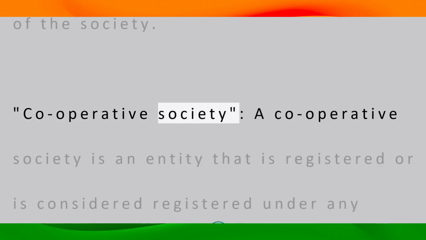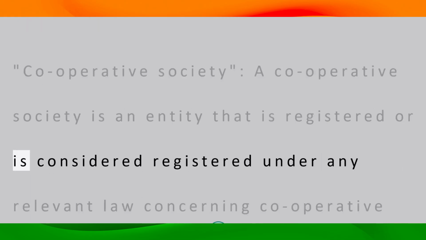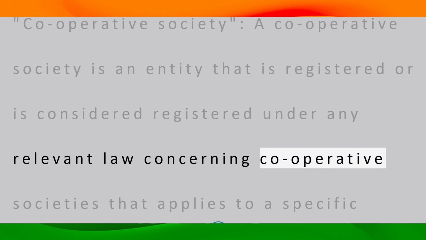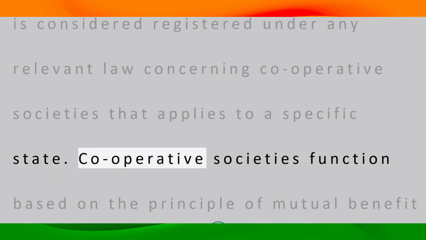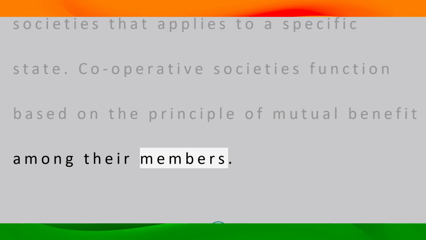Cooperative society. A cooperative society is an entity that is registered or is considered registered under any relevant law concerning cooperative societies that applies to a specific state. Cooperative societies function based on the principle of mutual benefit among their members.